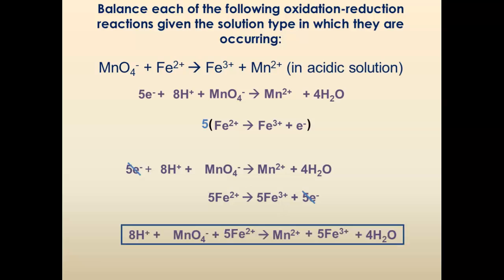And if I go through and look at the overall equation, I have the same number of atoms of all the elements present on both sides of the equation. My overall charge on the reactant side is 17, if I've done my math right, and my overall charge on the product side is also 17. So this is a fully balanced redox reaction.